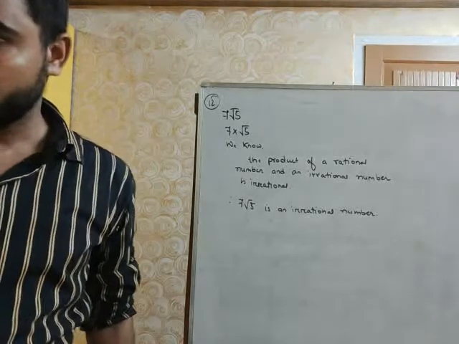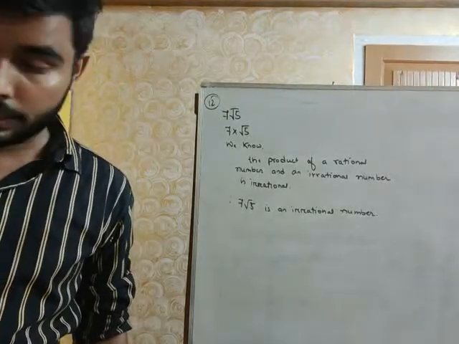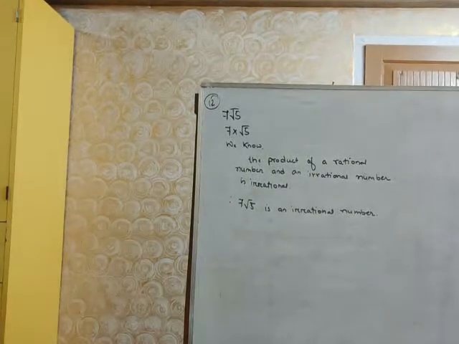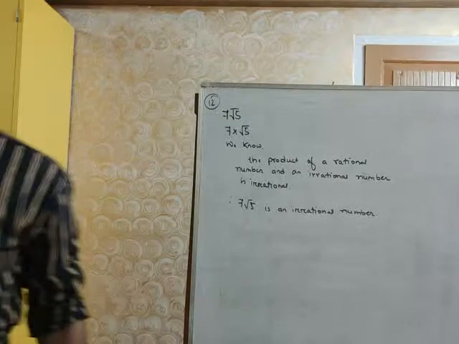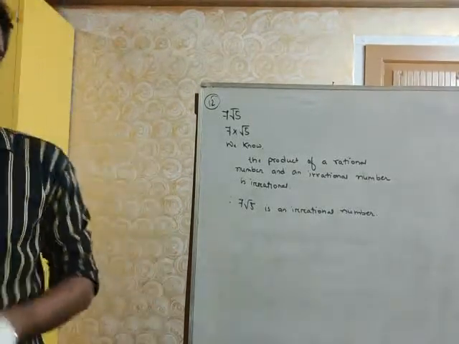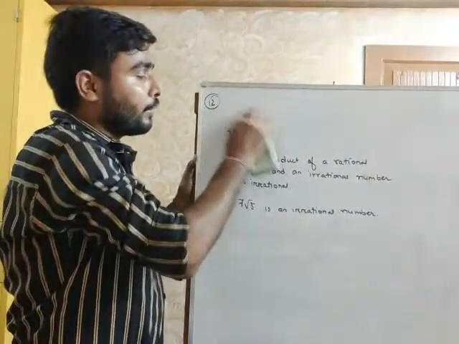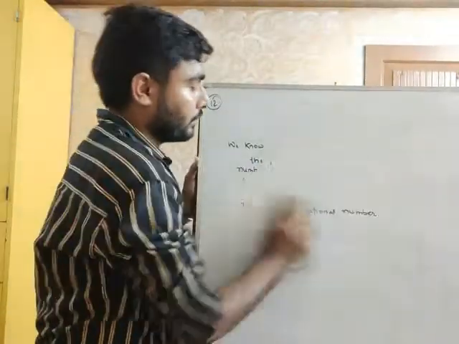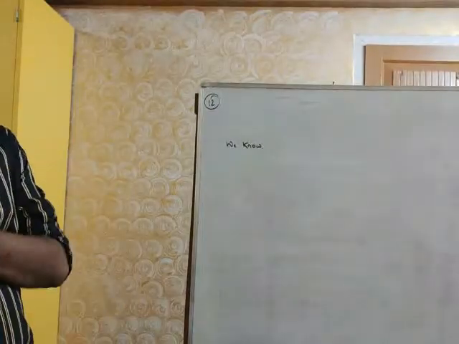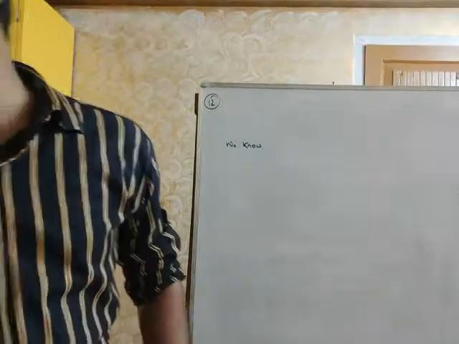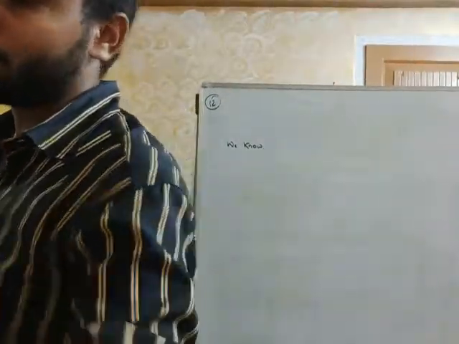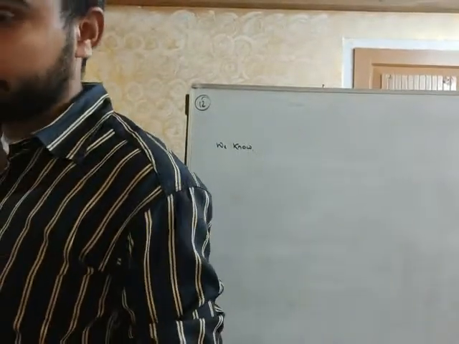Next is what? 7 divided by root 5. There are 34 students in our class, and only 3 got time to see the video. Others are damn busy.